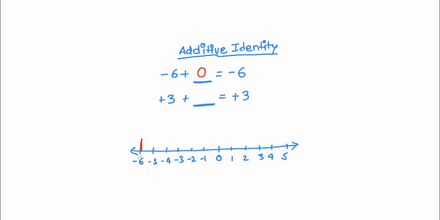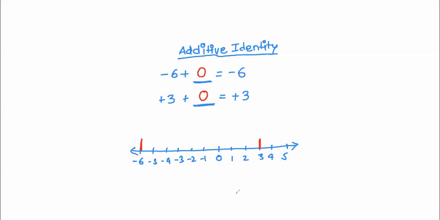Now in the second example, I am at plus 3, and where do I have to reach? I have to reach plus 3. So how many places do I have to move? I don't have to move. I have to stay there. So I have to move 0 places. So from this, we know that our additive identity is 0. When we add 0 to any integer, the answer is that integer itself.